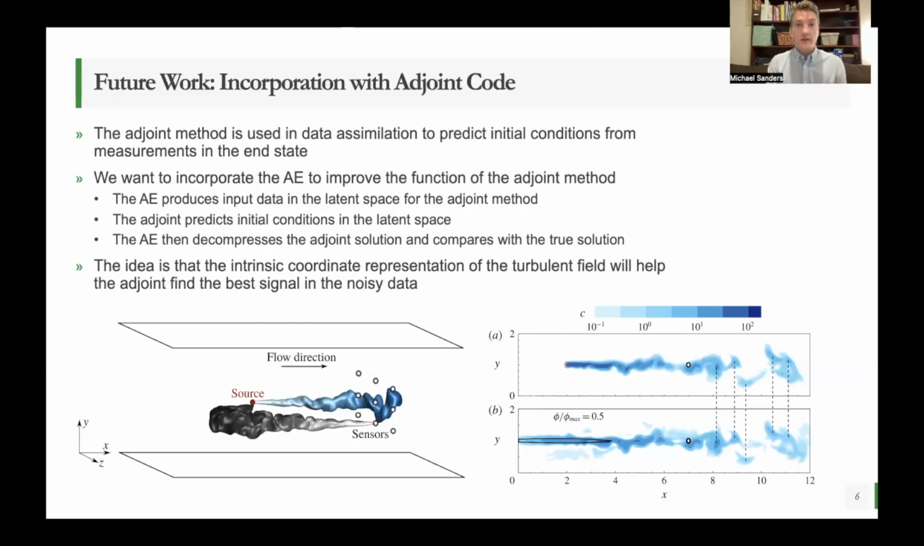We are also hopeful that the autoencoder will capture only the most important features of the flow, and as such can help us find the best signal in noisy data.